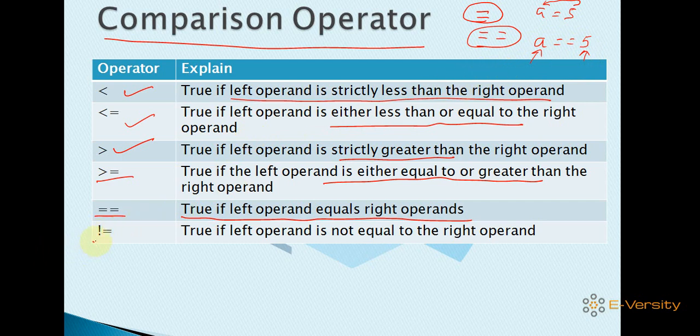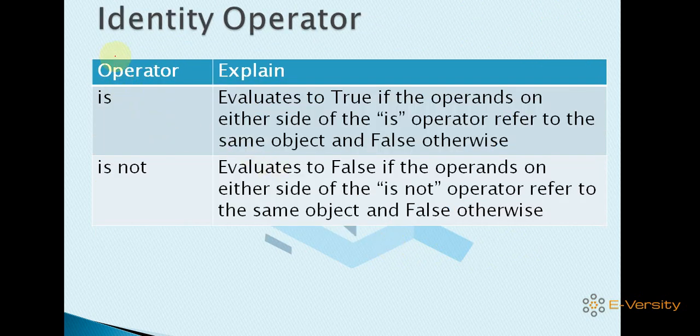Okay, next is not equal to. It gives true if the left operand is not equal to the right operand, otherwise it returns false. These are called comparison operators. Next is the identity operator. Basically it is used for identifying objects. There are two operators, is and is not.